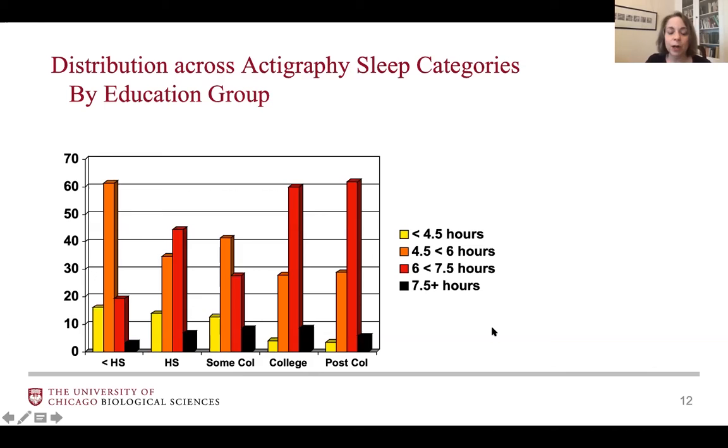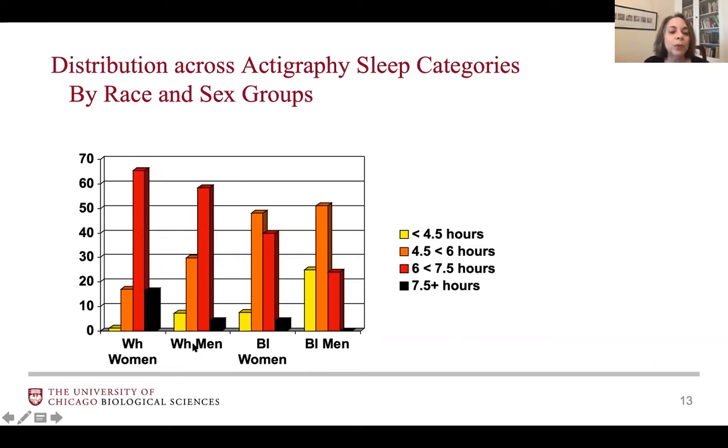And then here is the distribution. These are white women, white men, black women, and black men. And this was the most shocking finding. Now, what we see here is that the women, if you look within each race group, have longer sleep than the men. You might concentrate on the really long sleep, the 7.5 hours and more, that there's a real percentage of the women and hardly any of the men. And that also among the black women and men, the women have longer sleep. In fact, none of the black men have that longest category of sleep, and very few of the black women.